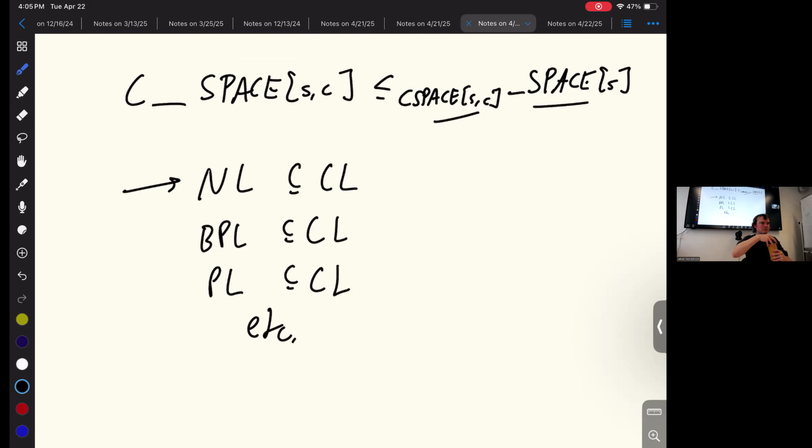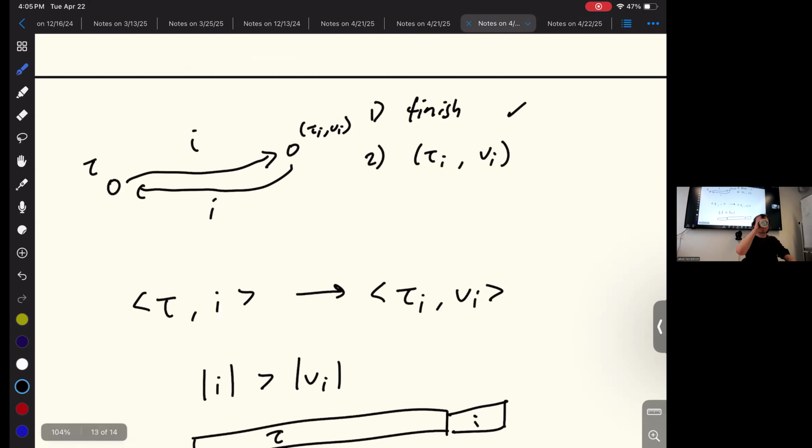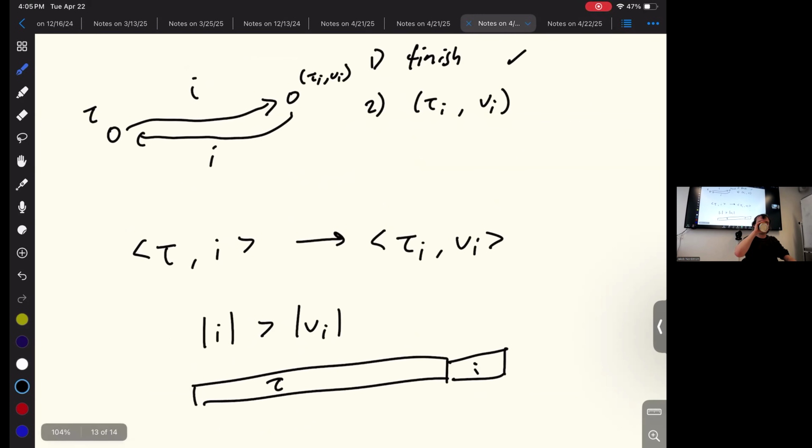Any more questions? Can you go back to the argument you showed? I guess this one. Okay, tau is, I assume, the initial catalytic tape. Initial catalytic tape, yep. And where is it written?